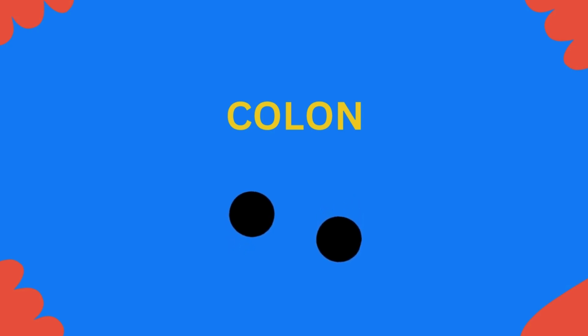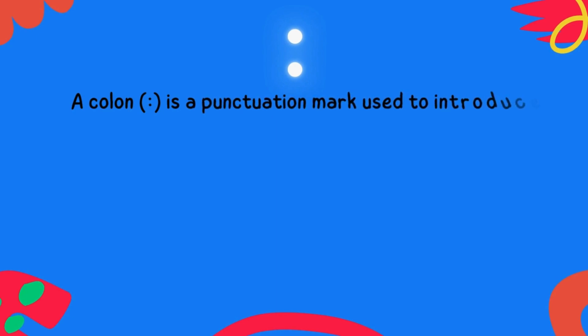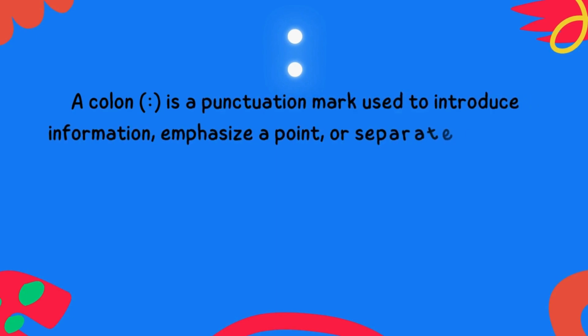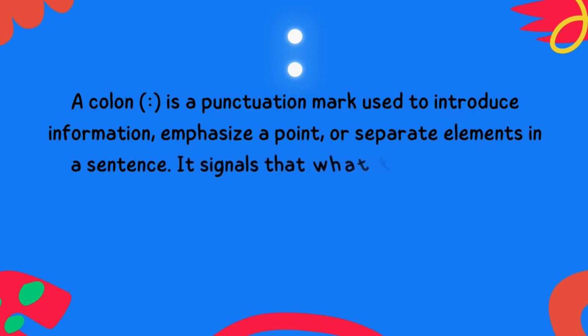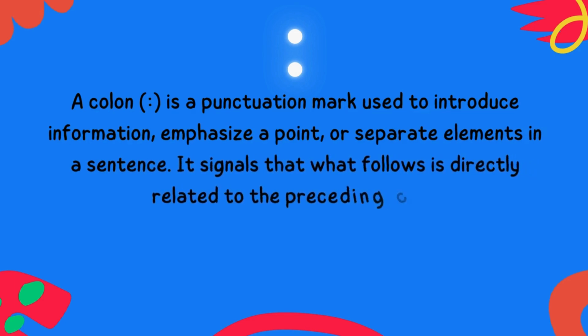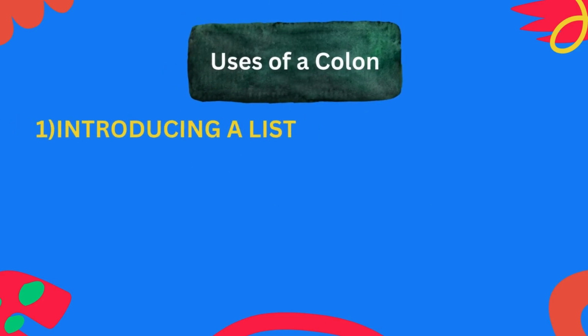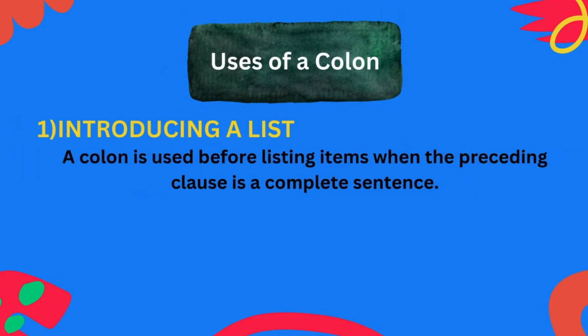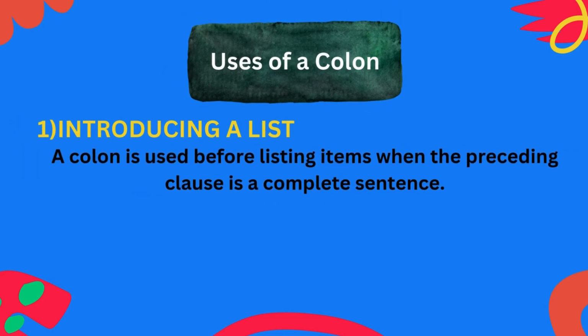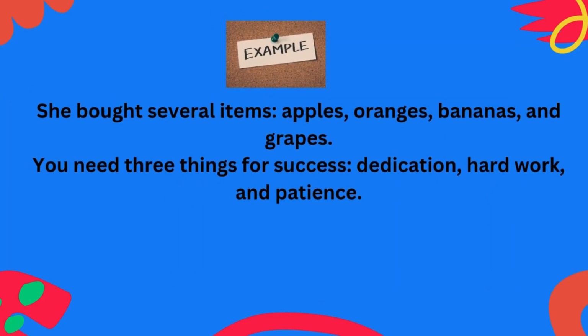Colon and its usage. Let's get started. A colon is a punctuation mark used to introduce information, emphasize a point, or separate elements in a sentence. It signals that what follows is directly related to the preceding clause. Come to its uses. Number 1: introducing a list. A colon is used before listing items when the preceding clause is a complete sentence. For example, "She bought several items: apples, oranges, bananas, and grapes."